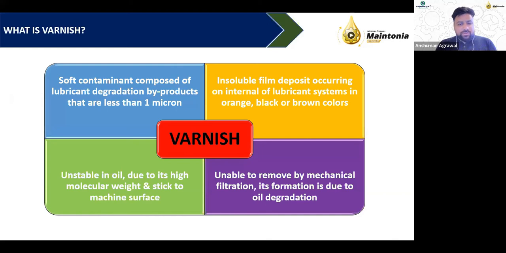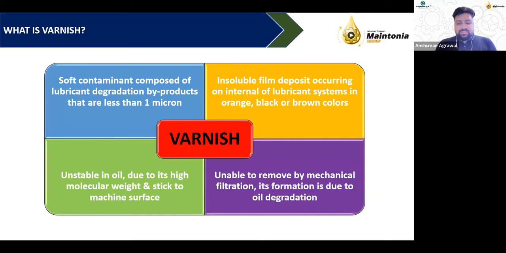So what is varnish? There are multiple definitions to it, but most of them talk about it being a soft contaminant. Also, it's some kind of an insoluble film, which does not get dissolved as it's insoluble, and it gets deposited on various surfaces. It's highly unstable in the oil because of its own molecular weight, which is quite heavy, and you are unable to remove it.